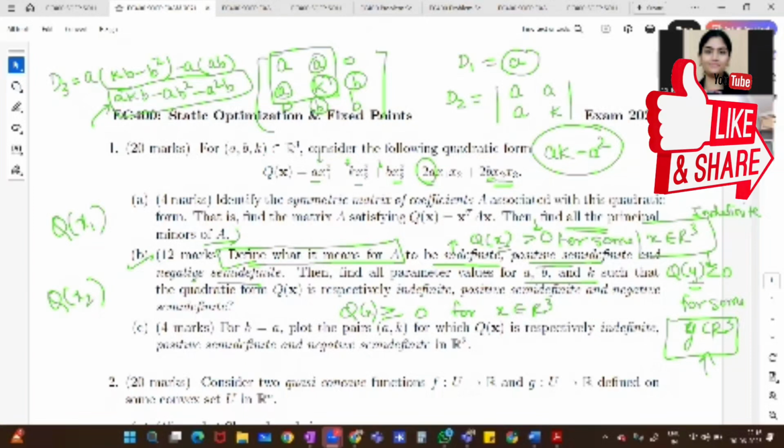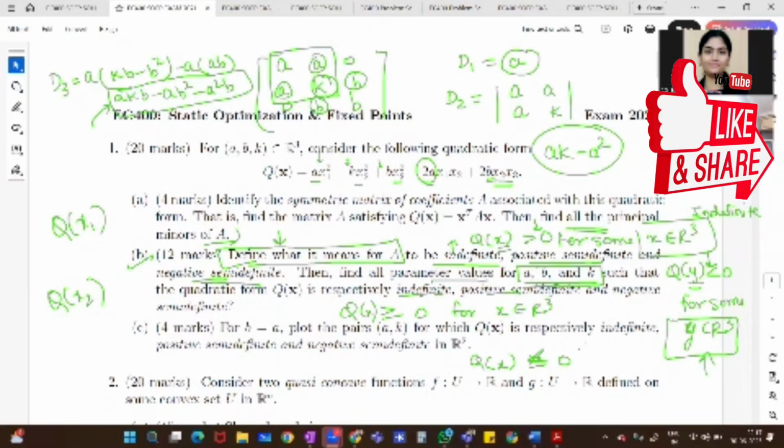It is also asking me to define negative semi-definite for A. So if A gives me a Q(x) which is less than or equal to 0, then it is negative semi-definite. This is just the definition. This part is general, you have to explain it. Then it is asking me to specifically talk about the parameters A, B, K such that this is indefinite, positive semi-definite, and negative semi-definite.